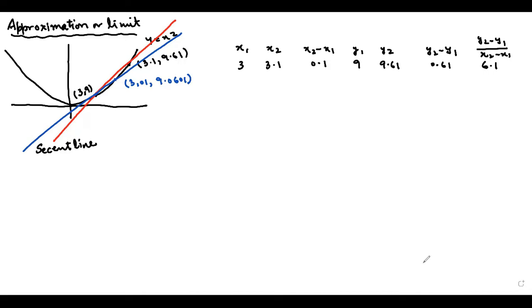When the variable point will be very close to 3, 9, at this point, at this place, now what is the difference between P and Q? Very small difference. Then the secant line is the tangent line, and the gradient of the secant line is the gradient of the tangent line.